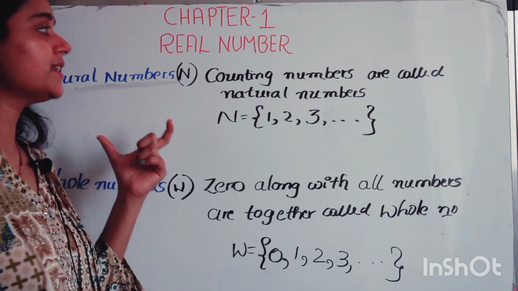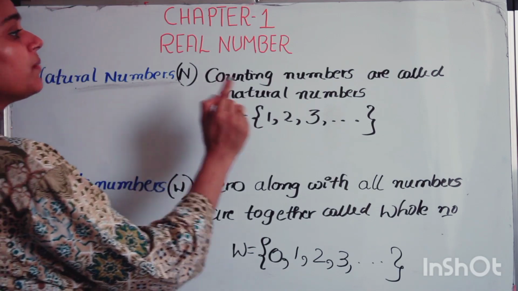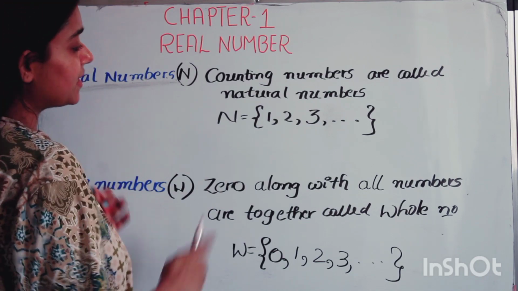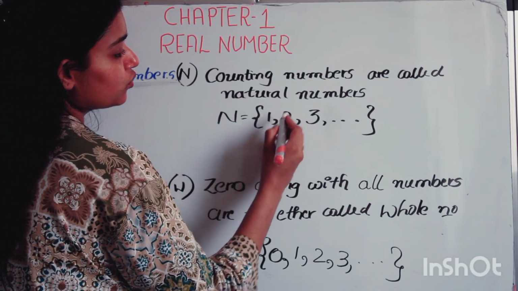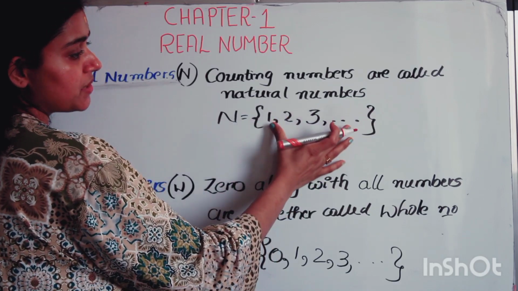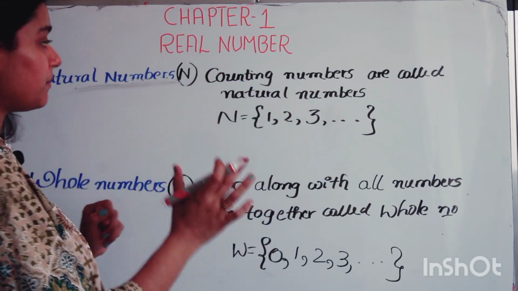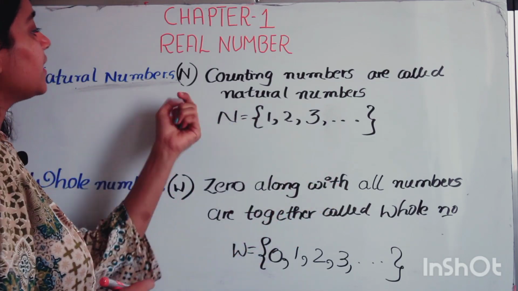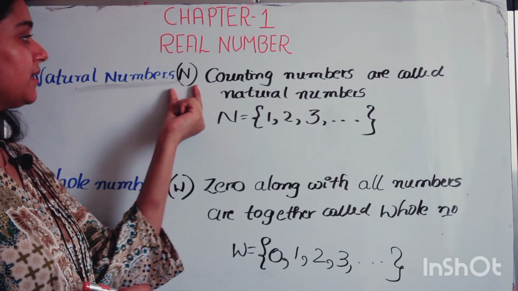Okay. Now what is a natural number? Counting numbers are called natural numbers. Counting numbers like N is equal to 1, 2, 3 and so on. These numbers are called natural numbers. Starting from 1, it has no end. It is denoted by capital N.